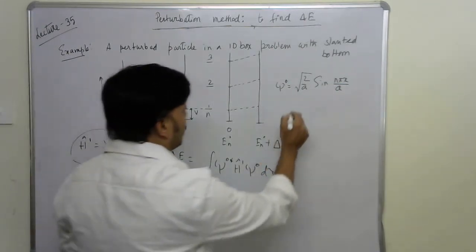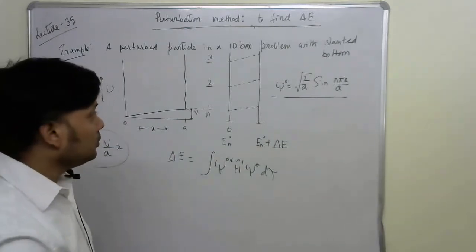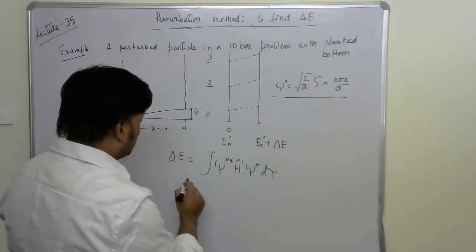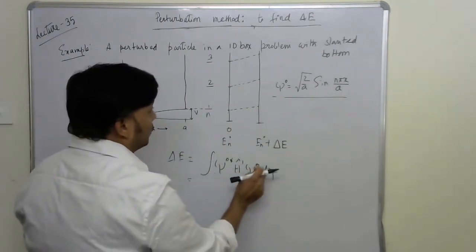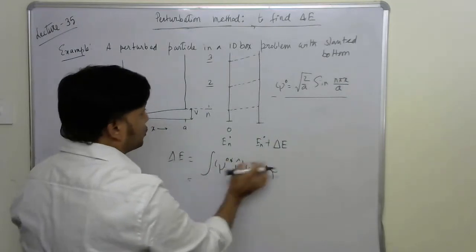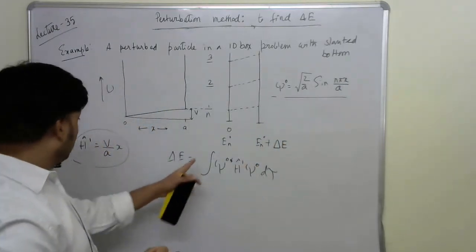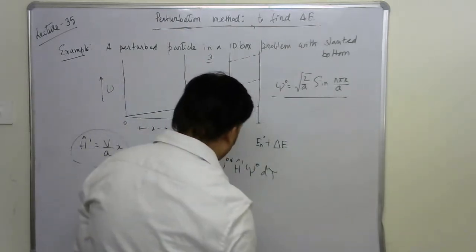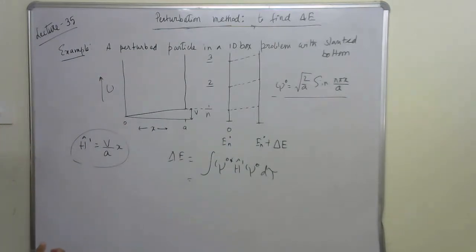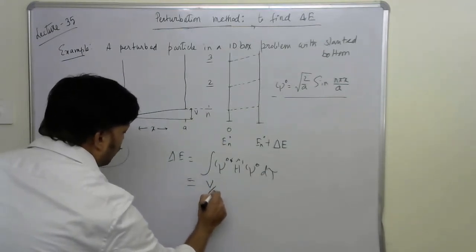Okay, and this is our psi naught from our known solution. So we can simply write this down. Psi naught is equal to this psi naught, so we have to take the complex conjugate, which means basically the same thing, and then H1 is V over Ax, and if we try to solve this, then we will find that the delta E actually comes out to be V over 2.